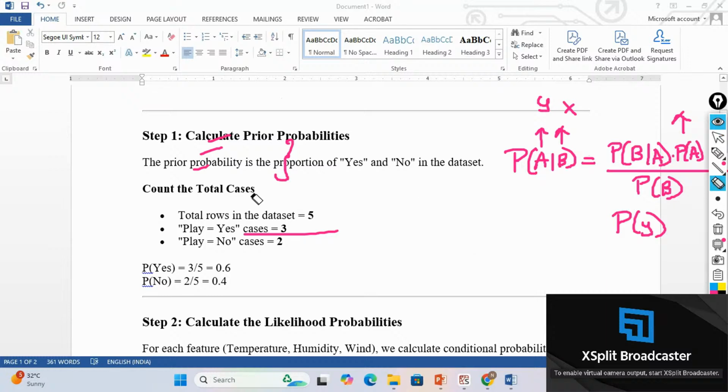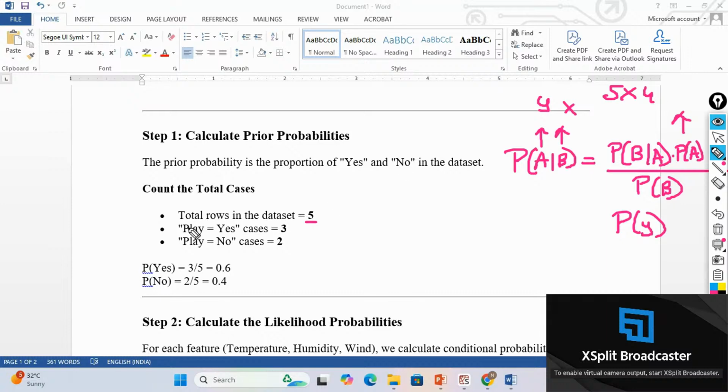Let me remove this. Right. So I started calculating the prior probabilities. Okay, in my data set, how many rows do I have? 5 rows. That is already communicated, right? 5 by 4: 5 rows, 4 columns. 4 columns, 3 inputs, 1 output.